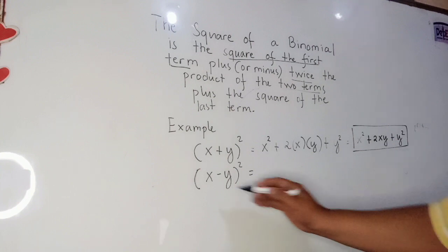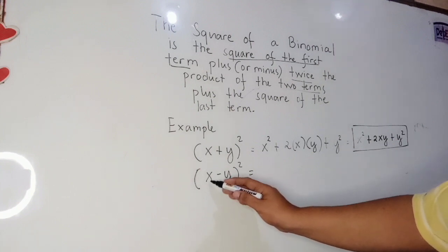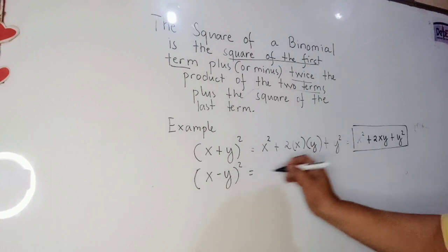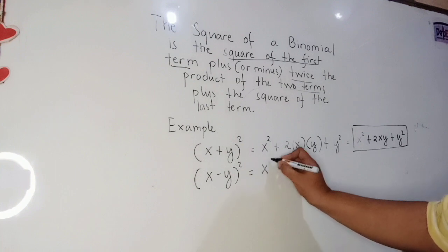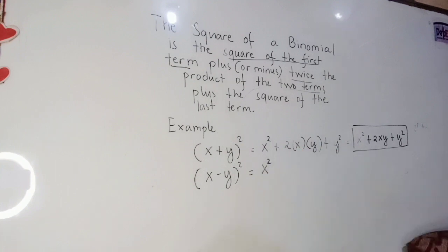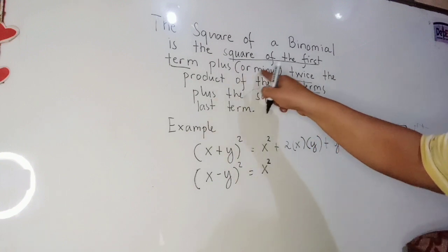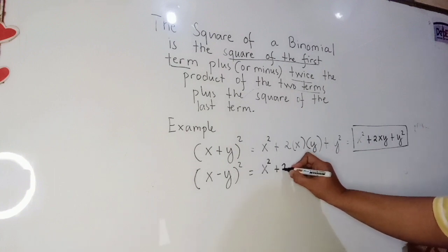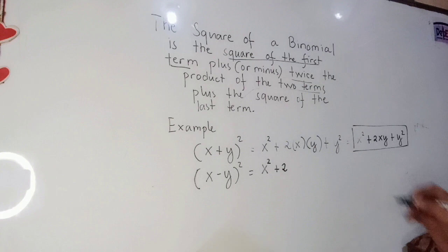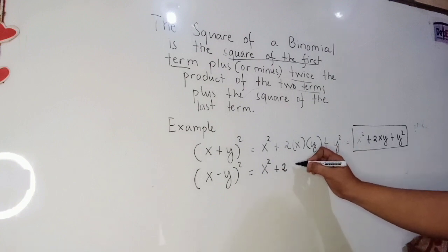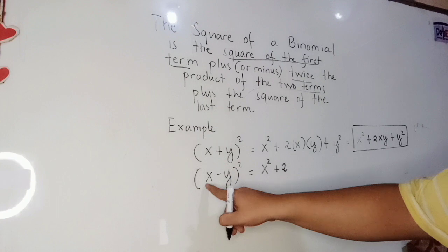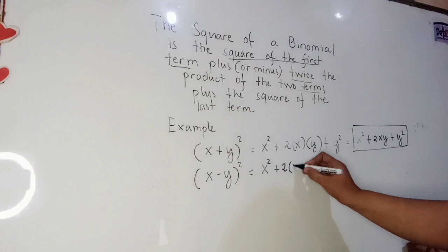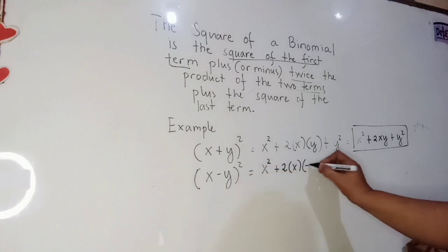Next, how about our example number 2, which is (x - y) squared? Again, square the first term. What is x times x? That is x squared. And then, kaya po meron tayong minus dito, no? So, plus, we write plus 2, because that is twice the product of the first two terms. What are the first two terms in our binomial? We have x, plus 2 times x times negative y.